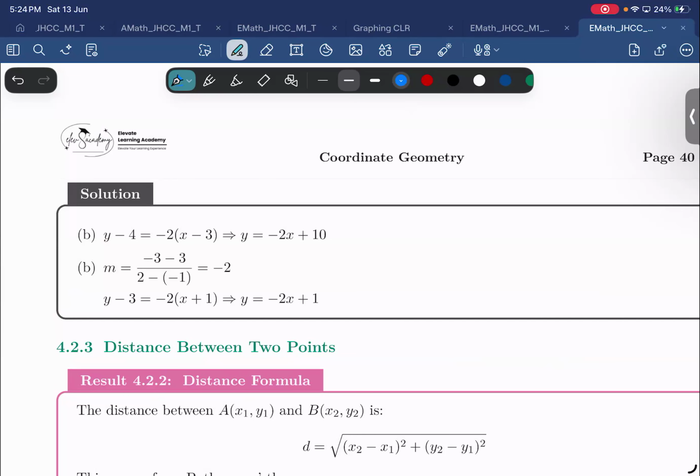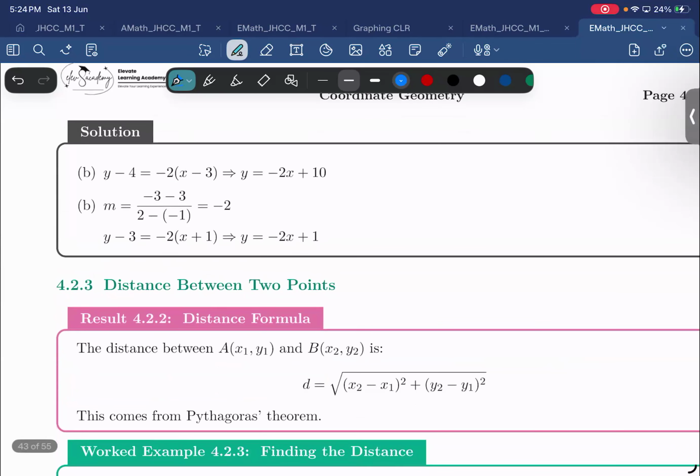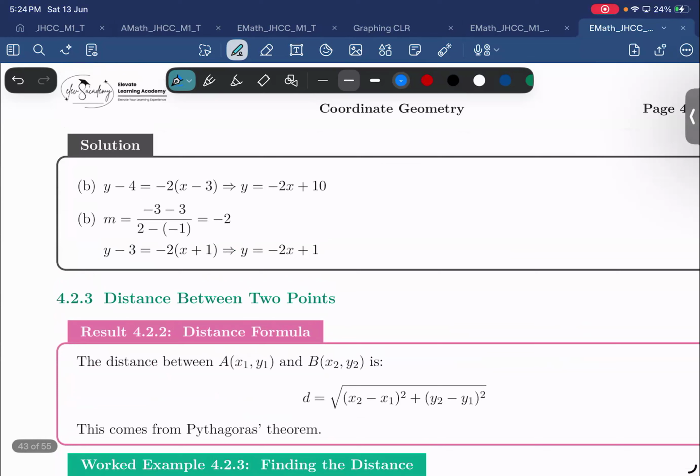Distance between 2 points. Unfortunately, this formula you need to memorize. Essentially it's derived using the Pythagoras theorem, but you don't need to care too much about the derivation. It's the square root of x2 minus x1 squared plus y2 minus y1 squared. This allows you to find the distance between 2 points in the Cartesian graph.